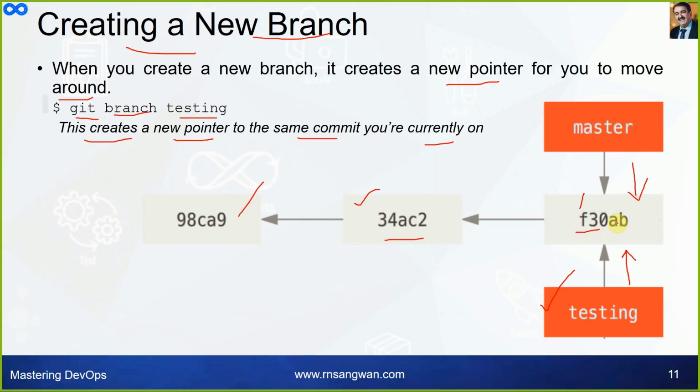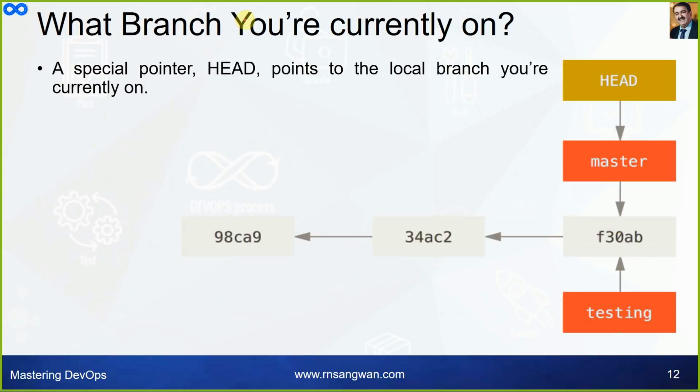How do you start working on testing? That is where we use the special pointer called head, as I was referring to earlier. It points to the local branch you are currently in. So by default you are still on the master branch. Initial commit, second commit, third commit, here you created a branch and the branch is testing, but your head is still pointing to master. That means you are still working in the master branch.